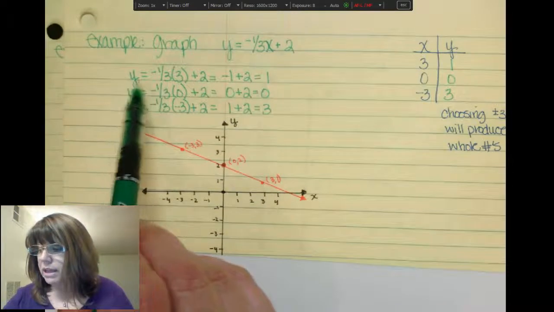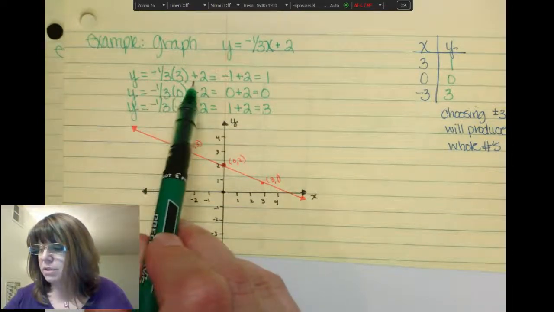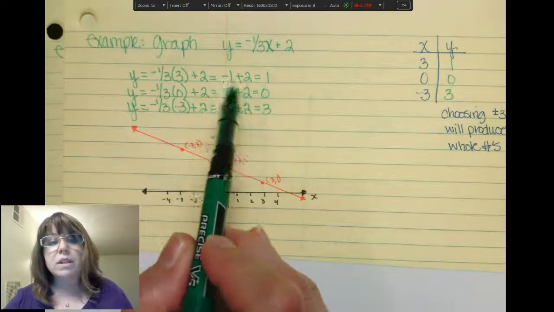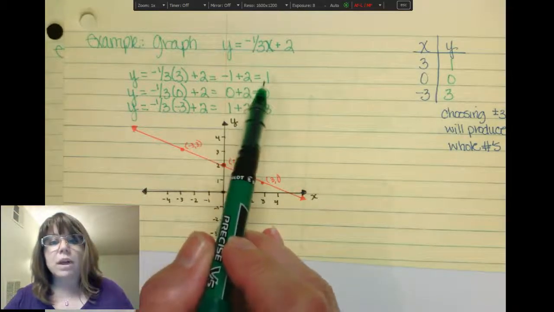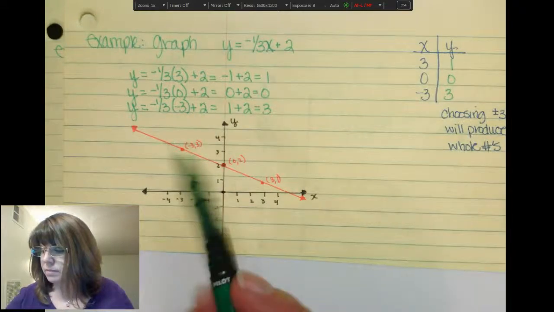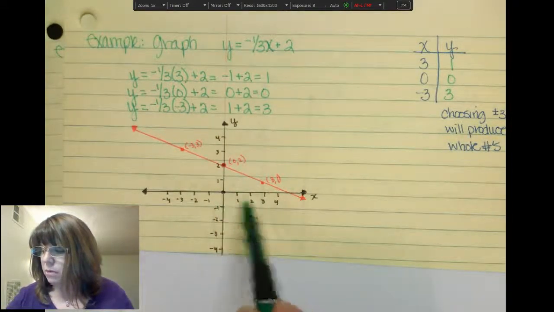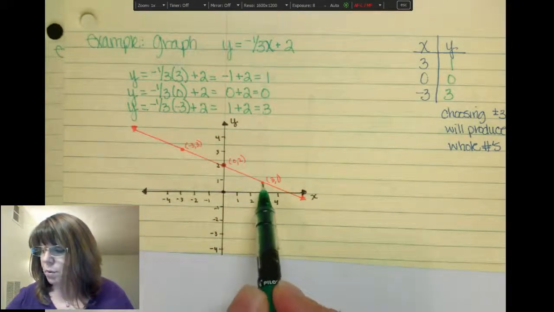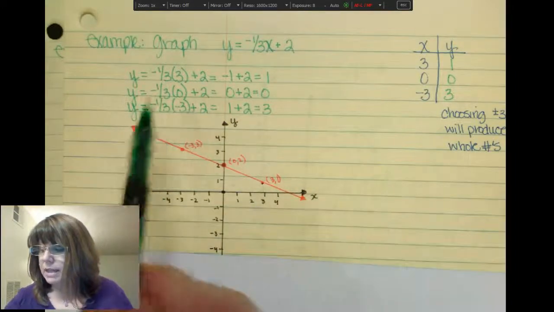So y equals negative 1/3 times 3 plus 2. That is negative 1 plus 2 equals 1. So my point is (3, 1). So starting at the origin, move over to the right 3 and up 1. Next point.